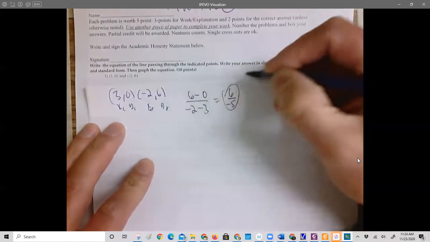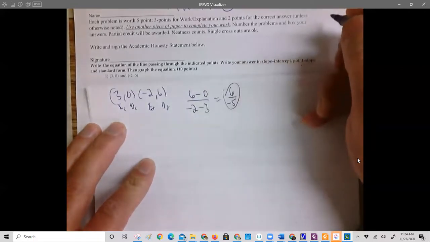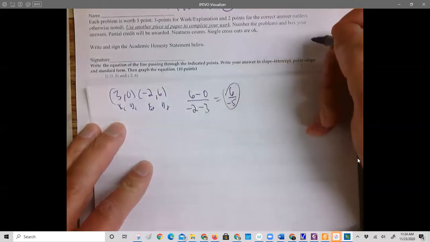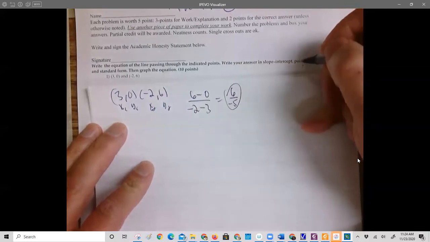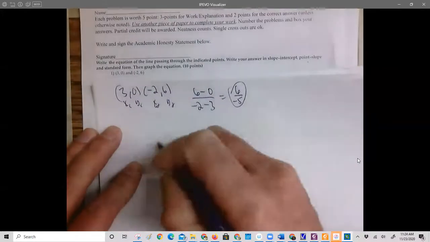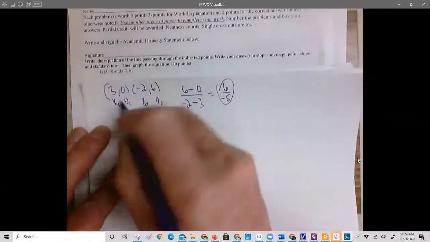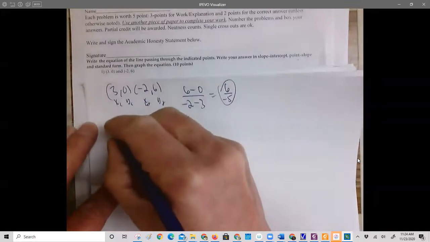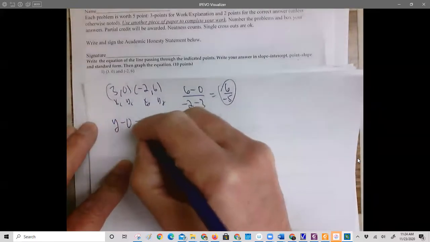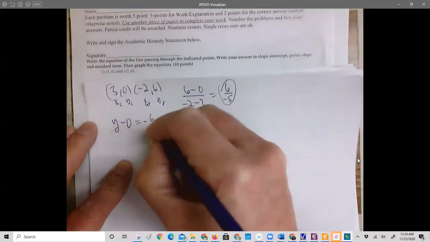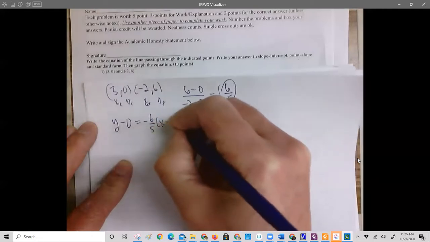So there's my slope. And let's see, I guess the easiest thing to do is let's start with slope-intercept or point-slope form, because I've got a slope and a point. I've got 2 points, so there's 2 ways you can tackle this. I could use this point. So I could say y minus 0 equals -6 over 5 times x minus 3.